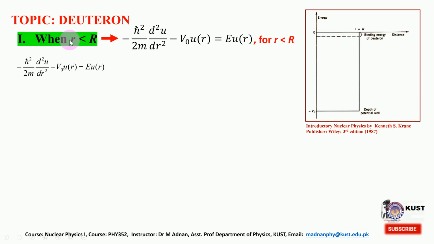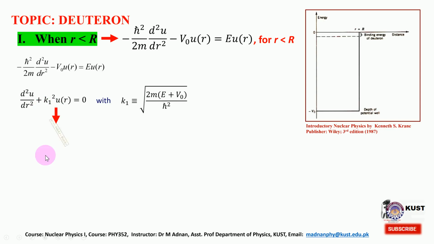We are solving the Schrödinger equation for r less than R, and remember the theta and phi parts are constant. This is the equation which we have rearranged, just multiplying these things across the equation, so that we define this K1 such that K1 is a positive number. From your differential equation course, you know that the solution of this will be sinusoidal.